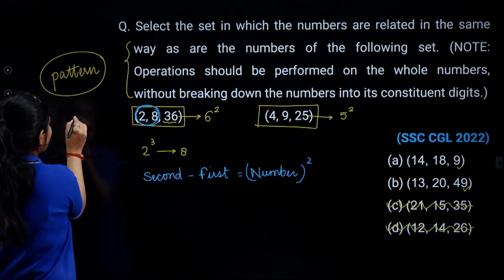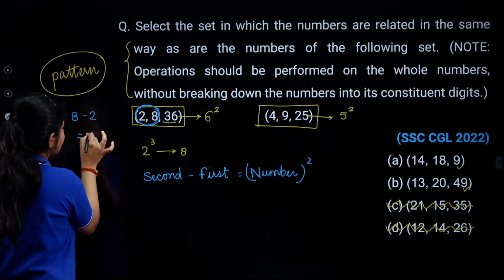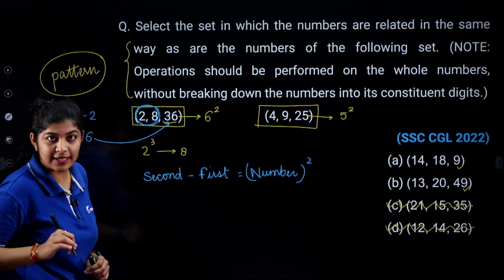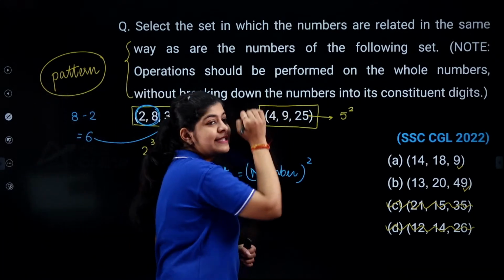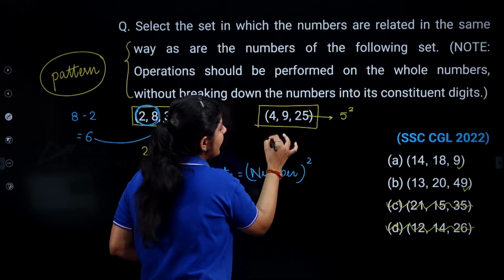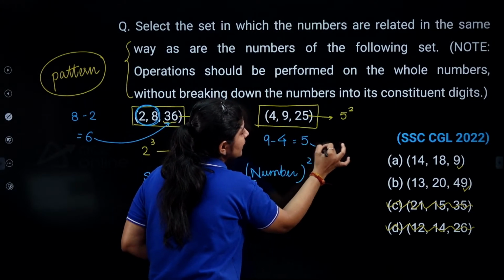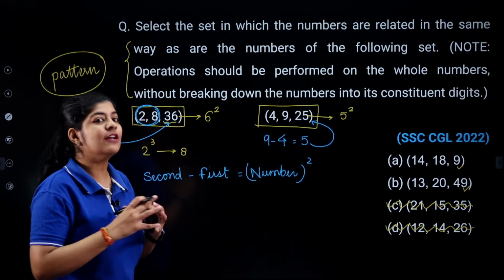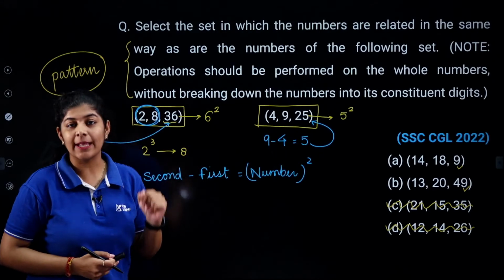Just simply check. 8 minus 2. What am I getting? I am getting 6. And what is the square of 6? That is nothing but 36. Did you get this logic? Okay, let's check the same logic in this one. 9 minus 4. What are we getting? We are getting 5. And what is the square of 5? That is nothing but 25. So these kinds of logics are also mentioned in this type of question.